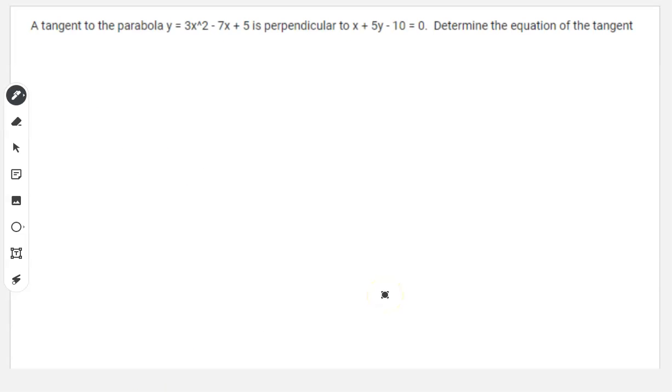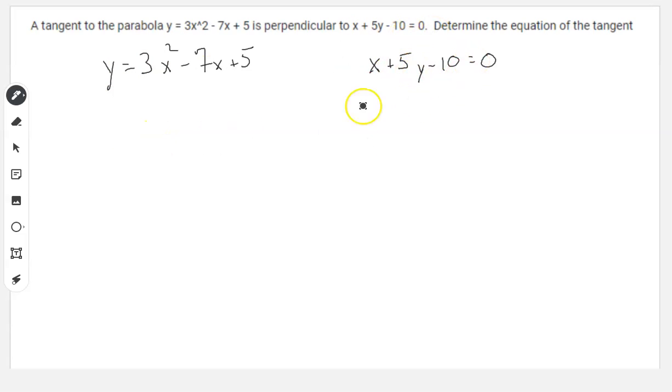So our second challenge problem is a tangent to this parabola. Let me rewrite that. So that's 3x squared minus 7x plus 5 is perpendicular to this line, x plus 5y minus 10 equals 0. So we need to find the equation of that tangent. Okay, so if some tangent to this parabola is perpendicular to this, that means the slope of this line will be the negative reciprocal of the slope of that tangent.